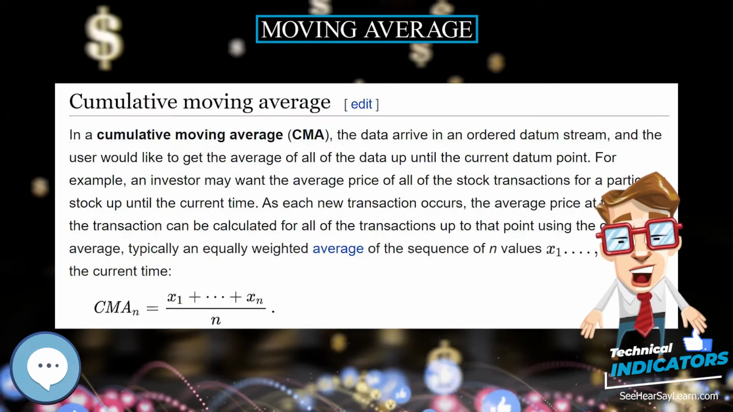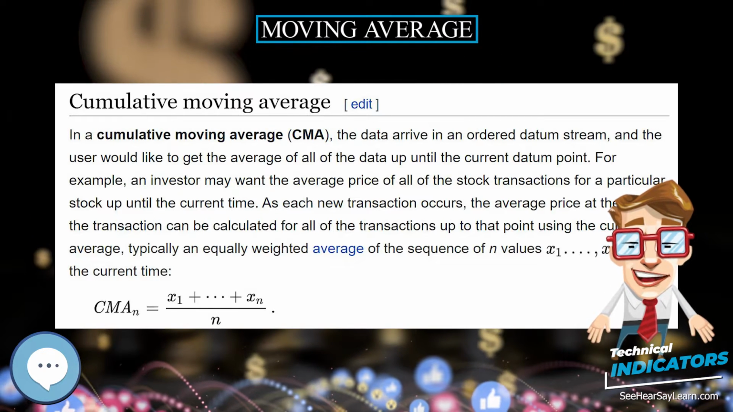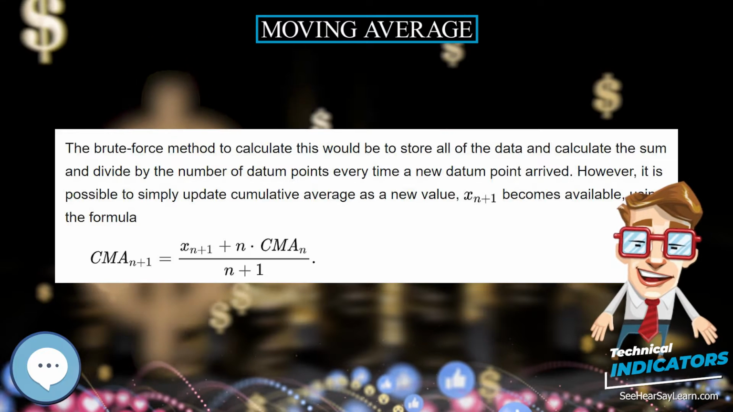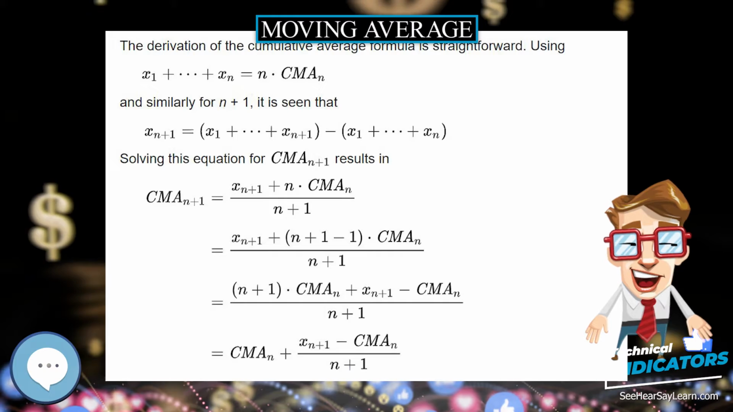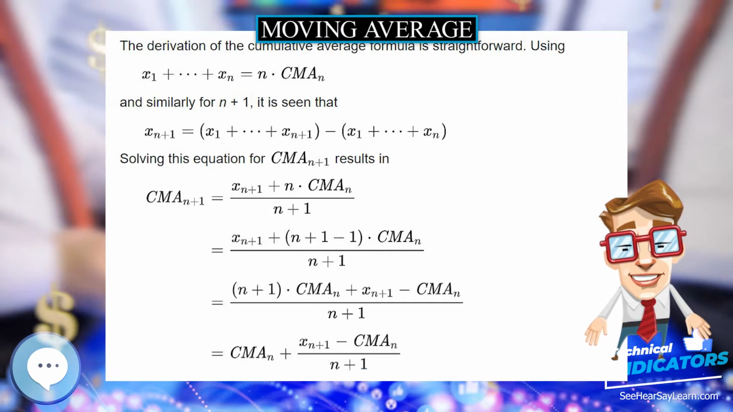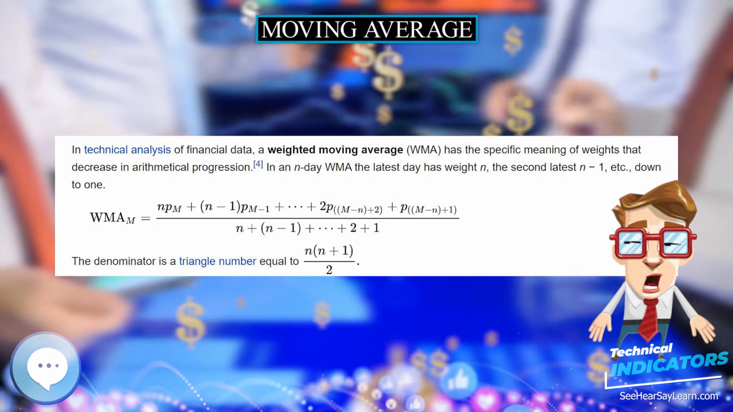Given a series of numbers and a fixed subset size, the first element of the moving average is obtained by taking the average of the initial fixed subset of the number series. Then the subset is modified by shifting forward, that is, excluding the first number of the series and including the next value in the subset.